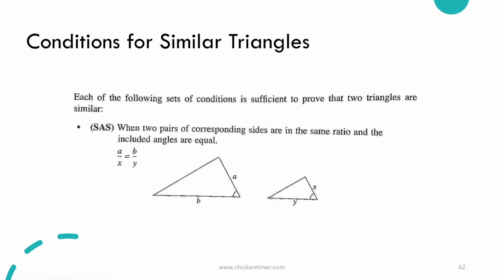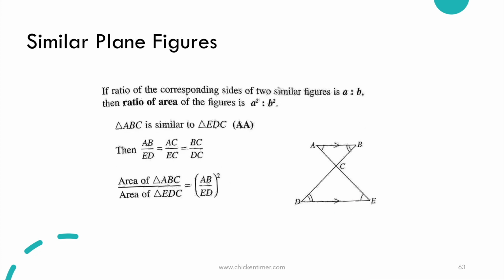Then you have this one, which you can think of as SAS. That means side, angle, and side. So what happens here is, of course, the corresponding sides are not equal. We are referring to the ratio of the two sides being equal, and the angle in between the two sides must be the same. So you call this the included angle. That's the condition to show that the pair of triangles is similar.